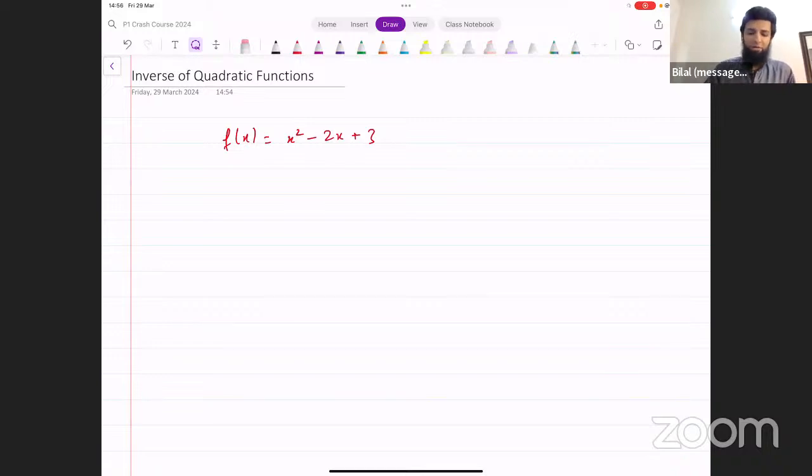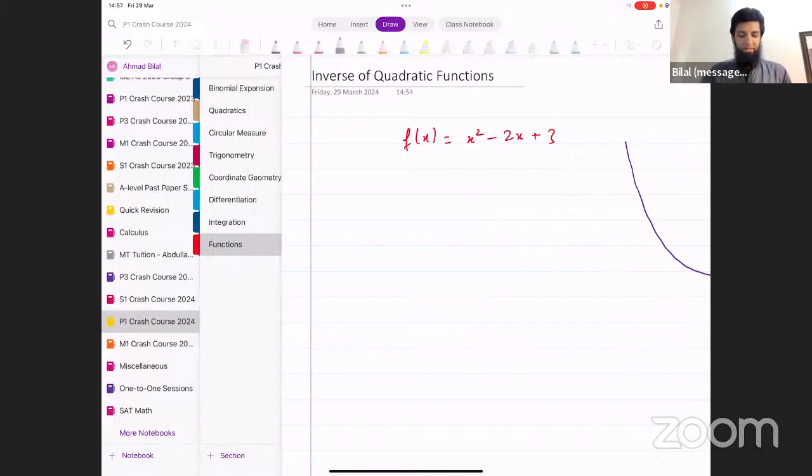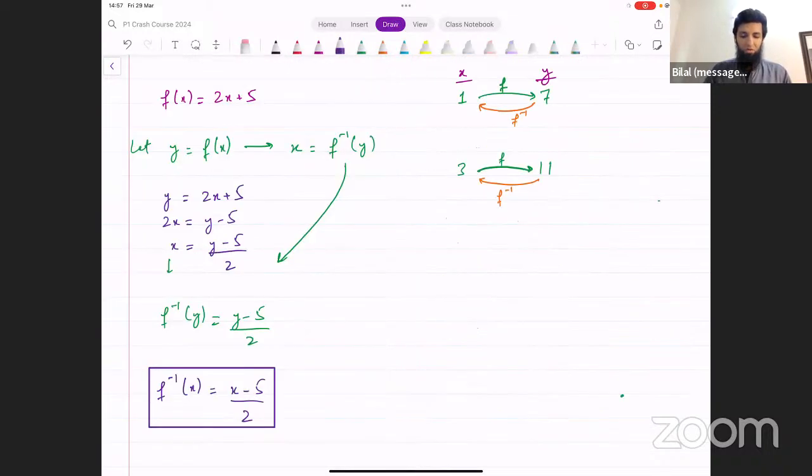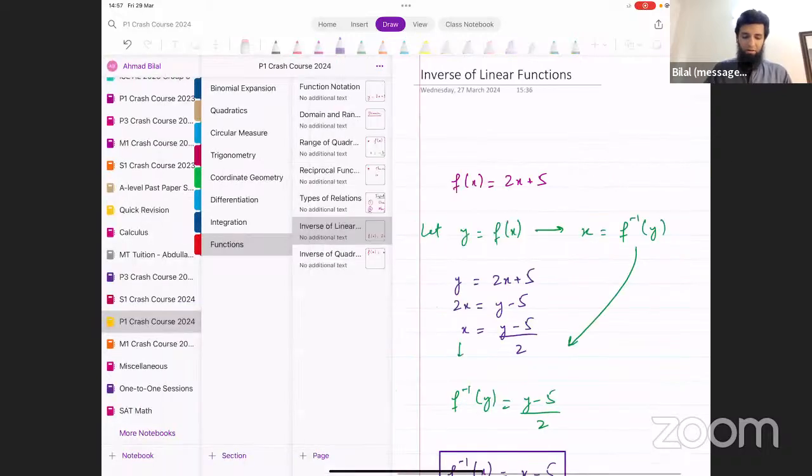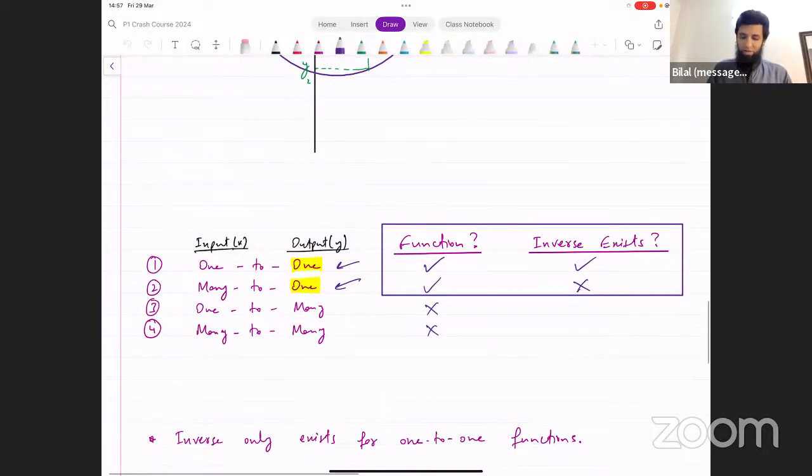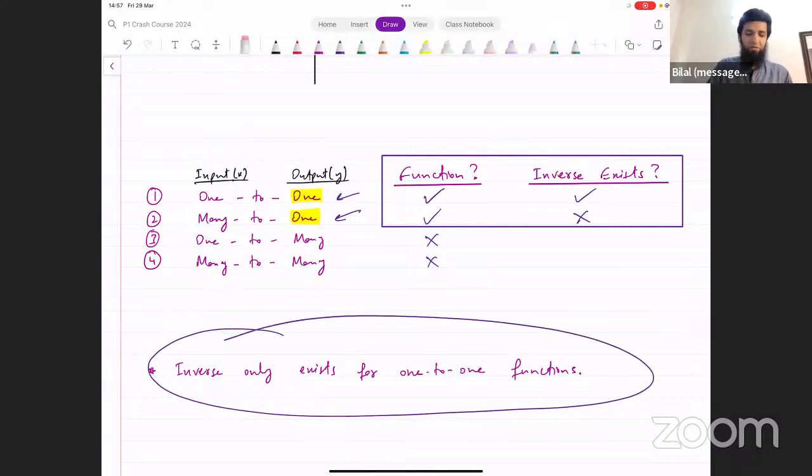It's a quadratic function. What does it look like? It's a U-shaped graph. The graph looks like this. This is the graph of a quadratic function. What we want to do is find the inverse of this quadratic function. Now that should make you think, because we just talked about this in the last session, that inverse only exists for one-to-one functions.